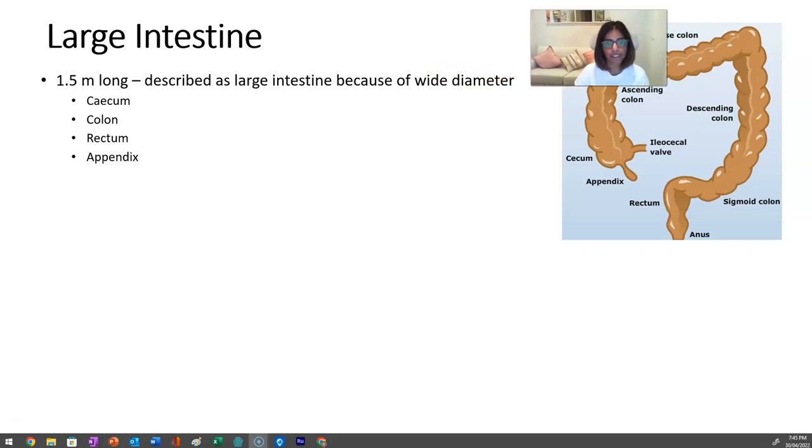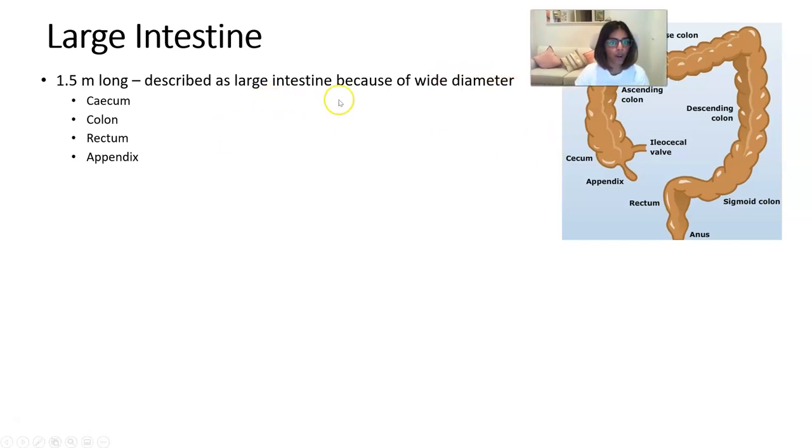Now, the large intestine is called so because of its wide diameter, but it's actually shorter than the small intestine. It's only 1.5 meters in length. The different parts, as we've discussed, are the cecum, the colon, the rectum, and the appendix. And you can see that in this diagram over here.